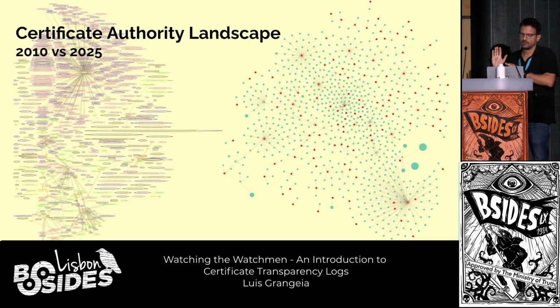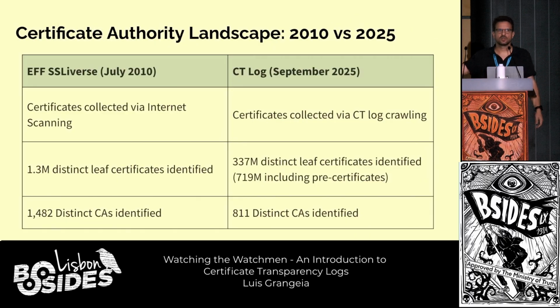Another thing that I did, I'm taking too long. So yeah, this is basically a rehash of the study of 2010, done in a different way. I wanted to see what is the current tree of the chain of trust that exists from root CAs to subordinate CAs. And yes, they scanned the internet in 2010.